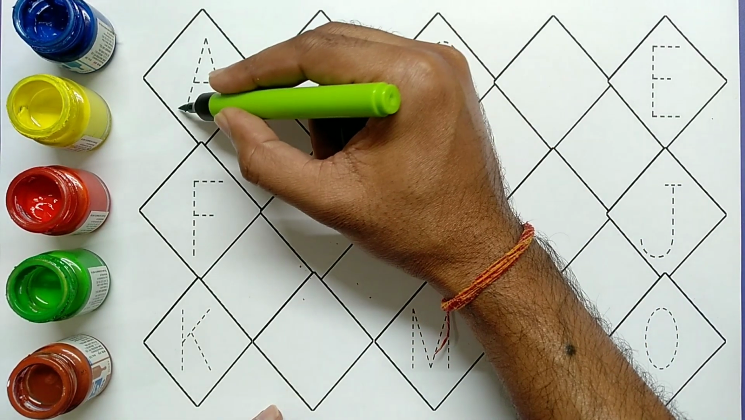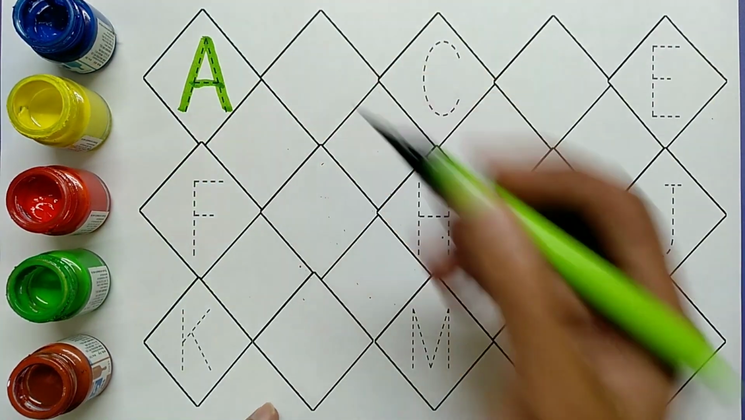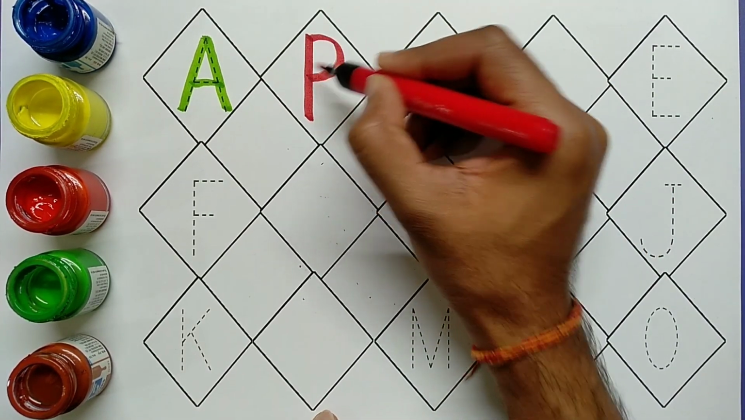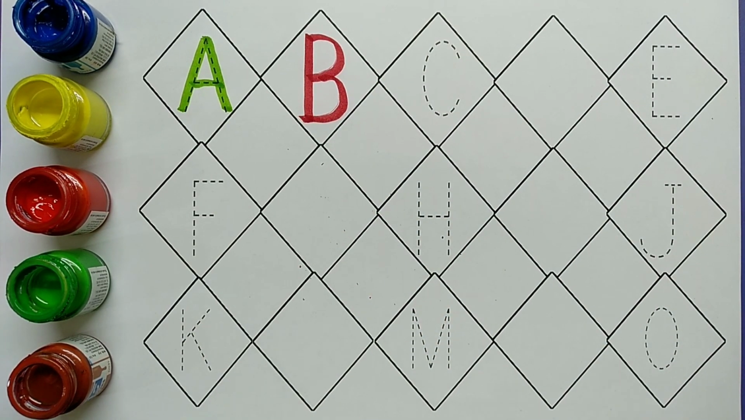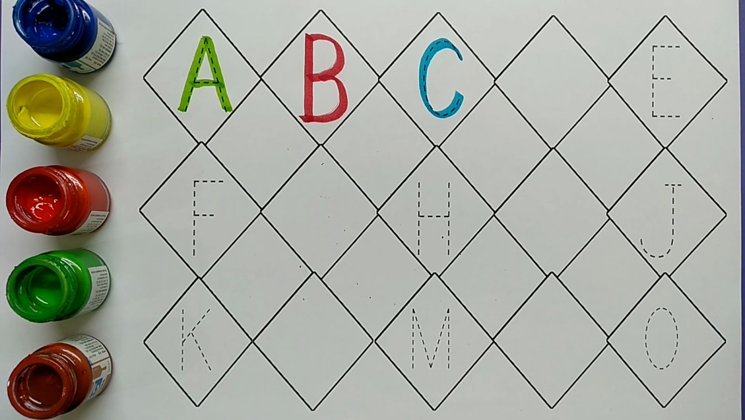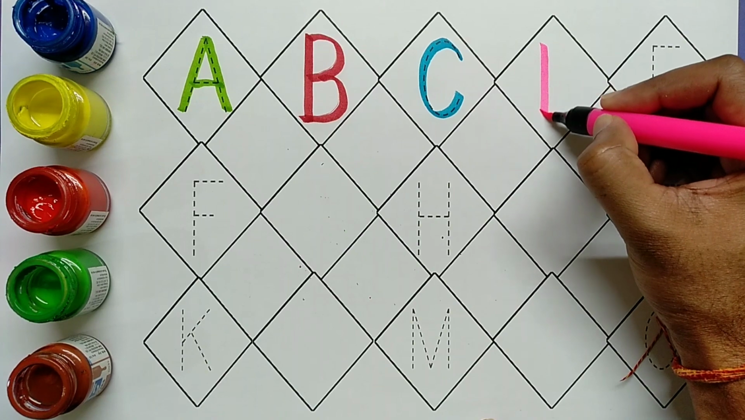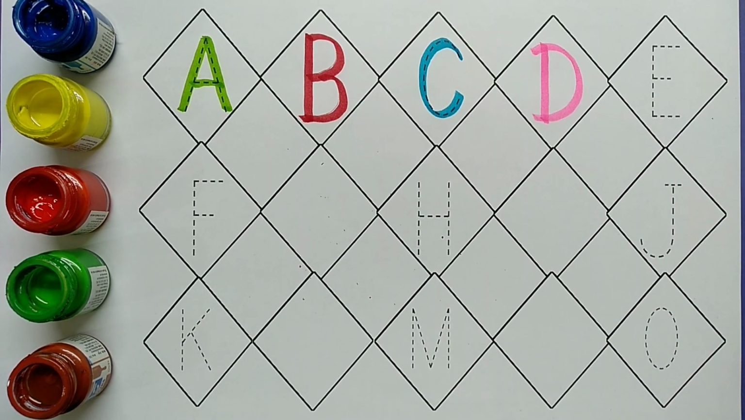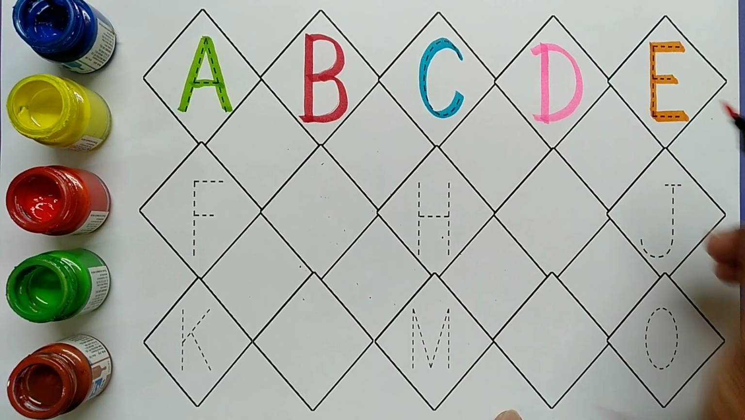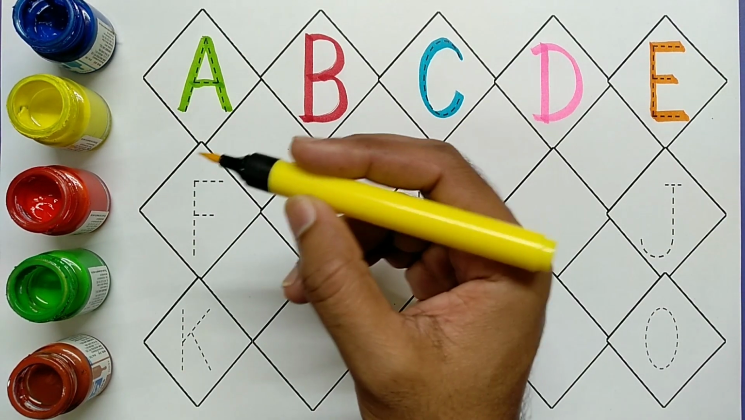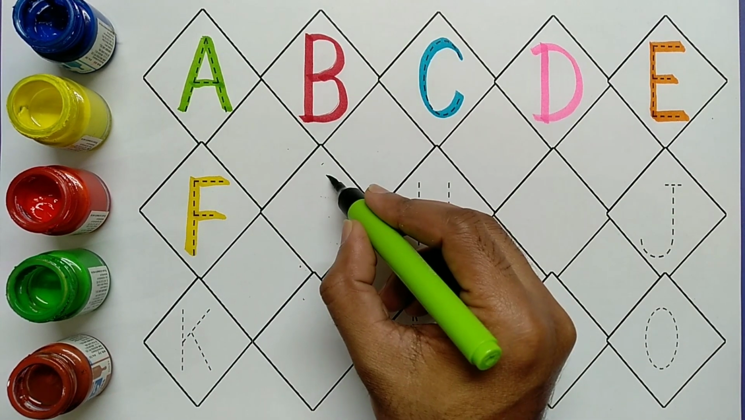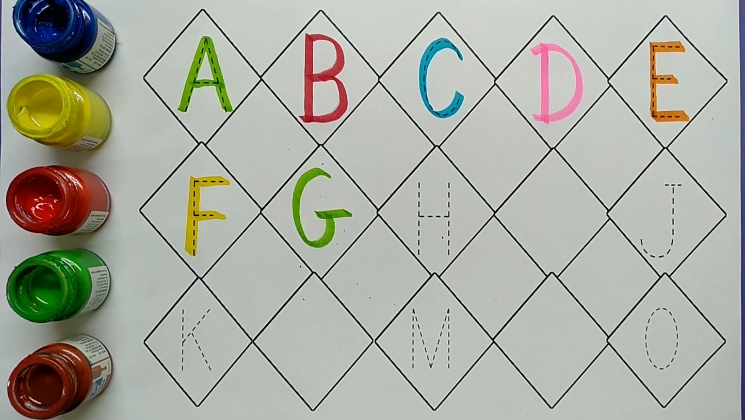Green color. A, A for apple. Red color. B, B for ball. Blue color. C, C for cat. Pink color. D, D for dog. Orange color. E, E for elephant. Yellow color.